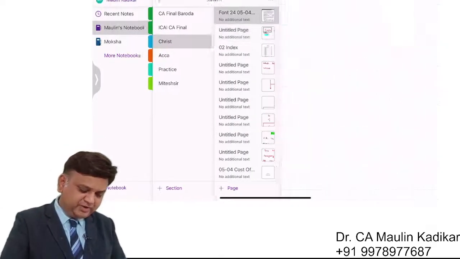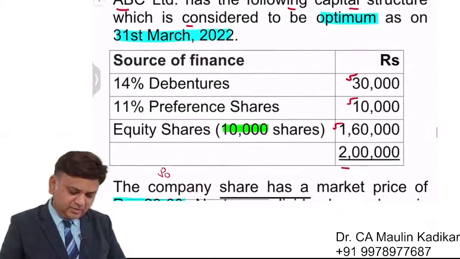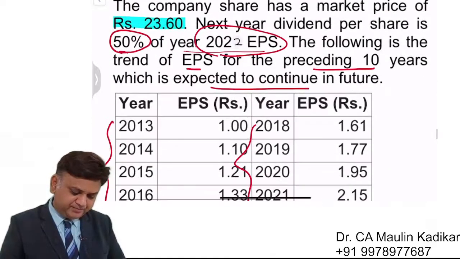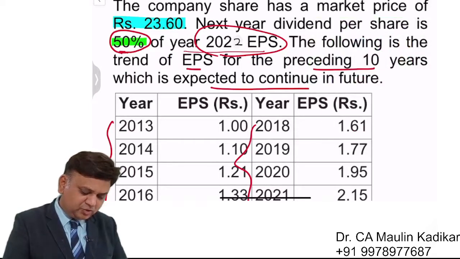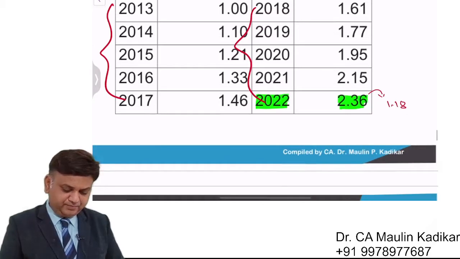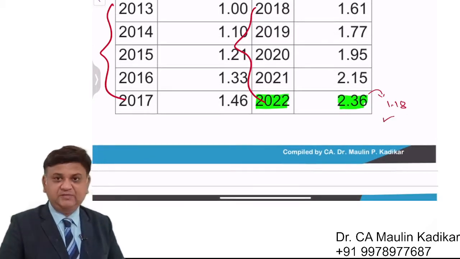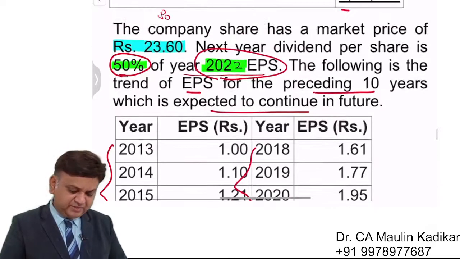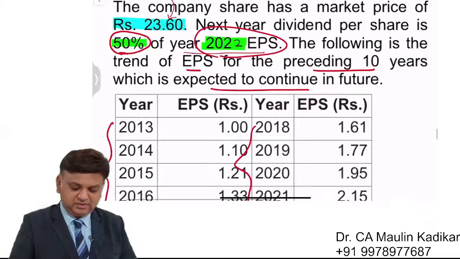Now, dear students, we have been provided with the information about the dividend. You can see that the question is providing the information about the dividend like this, that next year dividend will be 50% of 2022 earning per share, like that information is given. So it is say 1 rupee 18 paise, that is D1, that is the first thing. Then market price of the share is provided to us as 23.6.